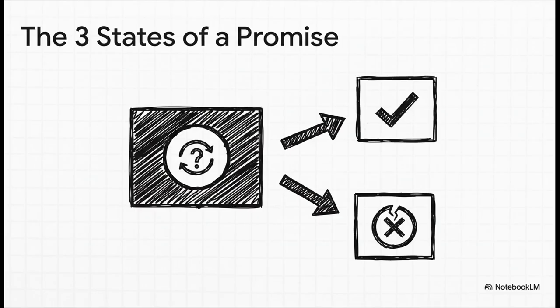And every single promise can only be in one of three states. It starts as pending, it's just waiting. If the operation succeeds, it transitions to fulfilled, success, you get your value. And if something goes wrong, like the network fails, it becomes rejected, and you get an error instead. This simple, clear lifecycle makes handling asynchronous code so much easier to manage.